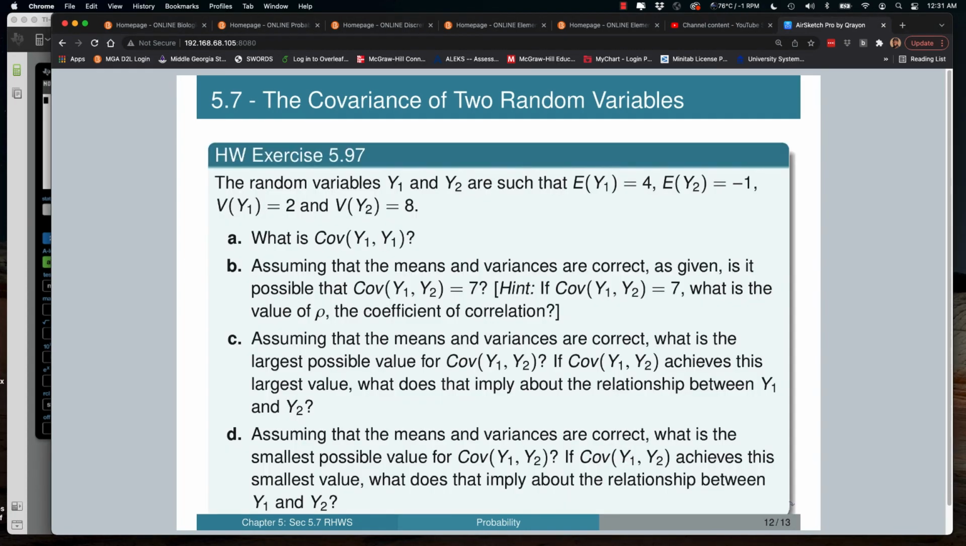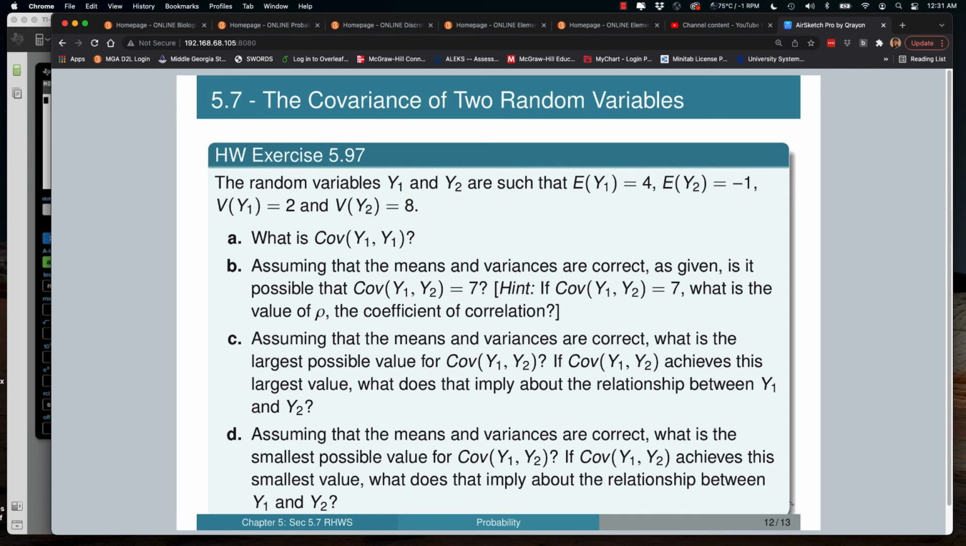Okay, so the last example's got a lot of parts to it, but none of them are overly difficult. Okay, so the random variables y sub 1 and y sub 2 are such that the expected value of y sub 1 equals 4, expected value of y sub 2 equals -1, the variance of y sub 1 is equal to 2, and the variance of y sub 2 equals 8. So part A asks, what is the covariance of y sub 1 with itself?